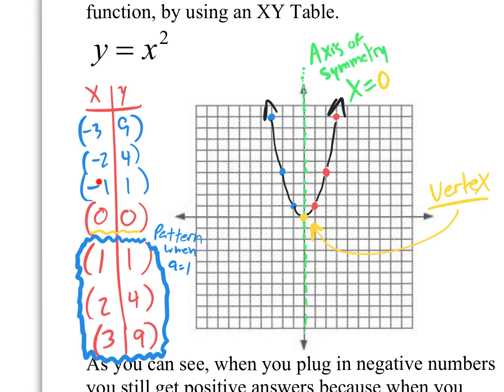Then we went negative 1 squared. It gave us a positive 1. Negative 2 squared, when you plug it in here, negative 2 to the second power is positive 4. Negative 3 squared is 9. And we ended up getting these coordinates, and we ended up getting this parabola.